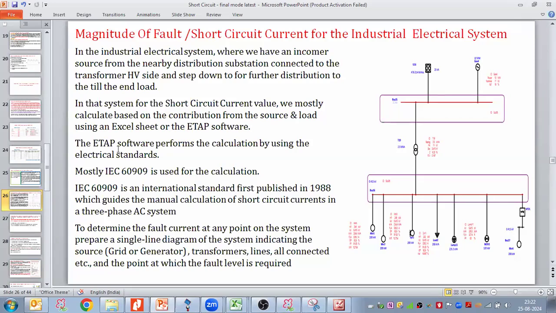ETAP uses all the formulas defined in the 60909, and it performs them instead of us performing them manually. This software is used for the calculations. The 60909 is an international standard first published in 1989, which guides the manual calculations for short circuit current in the three-phase AC system.